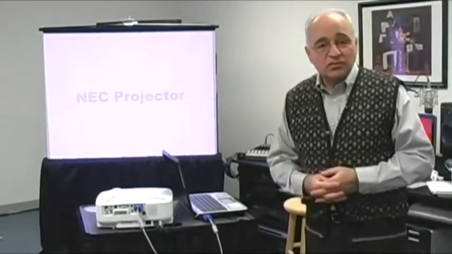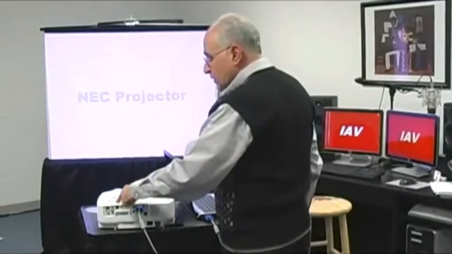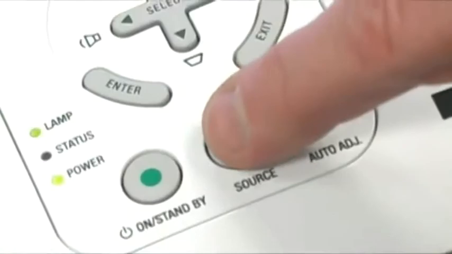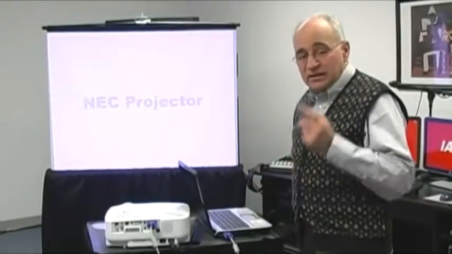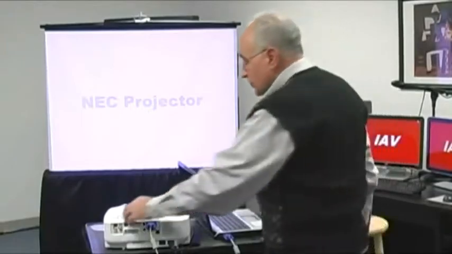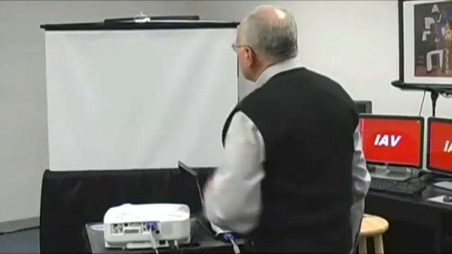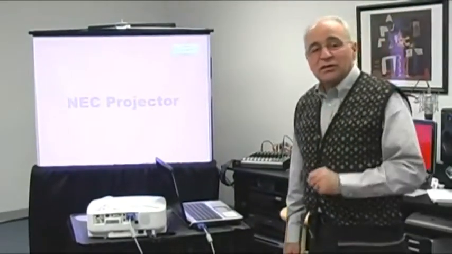So number one troubleshooting is to check your source. There's usually a button on the projector labeled either source or input, and you want to see what input you're on. In this case, we're on the video input, so that's the wrong input. We want to be on a computer input. So we're going to bring it up again and toggle through until we get computer 1. We got the right input, but guess what? We still don't have an image.